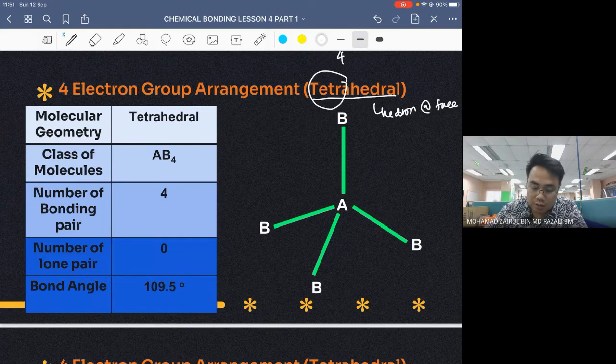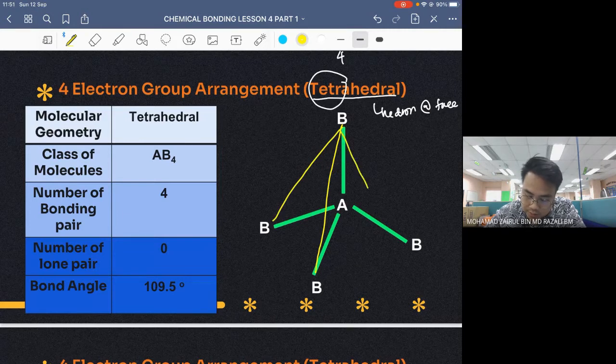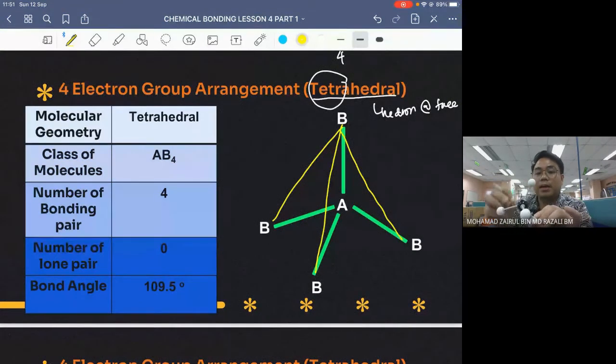So kalau awak draw dia punya permukaan, awak akan dapat 1 sini, 2, 3, 4 yang dekat bawah. Awak akan dapat 4 permukaan. If you have 4 bonding pair around the central atom without lone pair, the shape or the molecular geometry we call it as a tetrahedral. Kita panggil dia sebagai tetrahedral.